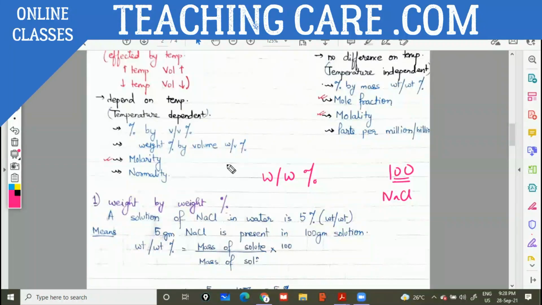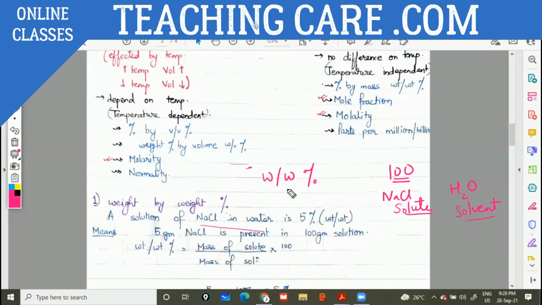Okay, now see here. So you have NaCl in water. What does NaCl in water mean? You have solute as NaCl and your water is a solvent. Got it?